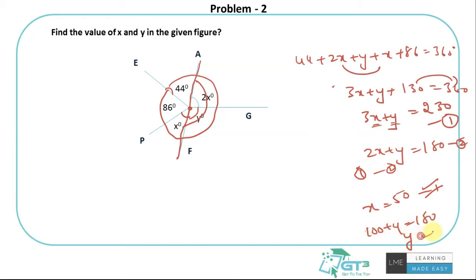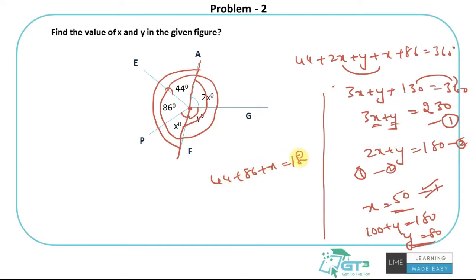And y is 80. You can do this. This is all fine. Another way is, instead of this, what I'll do is this. AF is a straight line, so let me make this 180. Right, this is 180. So 44 plus 86 plus x is 180. So 130 plus x is 180 and x is 50.